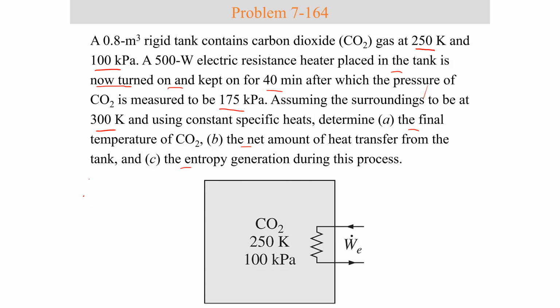Now with this problem, we could draw some assumptions. One, I'm going to assume first off that the CO2 is an ideal gas. And then since it's an ideal gas, we need to assume constant or variable specific heats. I'm going to assume constant specific heats. And third, I'm going to assume that the change in kinetic and potential energy of the system is 0. All right, so let's go ahead and start the problem.